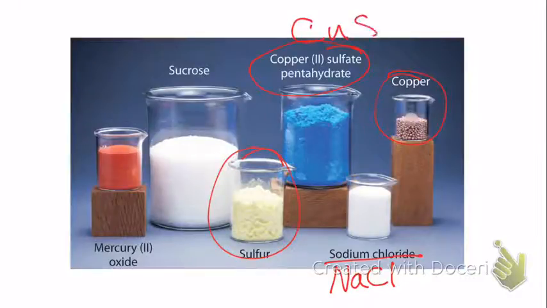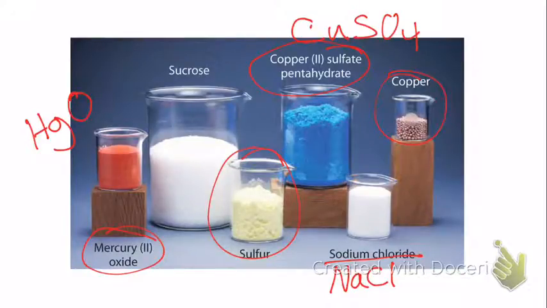It's CuSO4, but the ratio here is 1 copper to 1 sulfur to 4 oxygens. So it's really a 1-to-1-to-4 ratio, represented by the subscripts. And remember, if it is a 1 in the subscript, we usually do not write it in. Let's look at mercury oxide. So mercury oxide has a formula of HgO, and basically it is also going to have a 1-to-1 ratio as well.